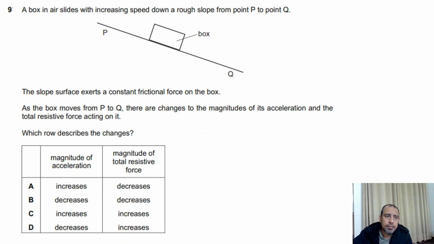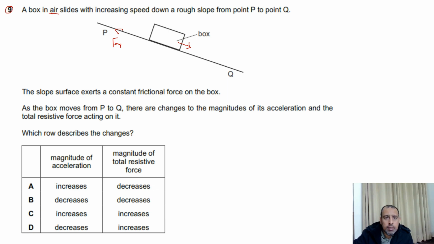For question number 9. In this question, a box in air slides with increasing speed down a rough slope from P to Q. It means this box is going to slide in this way, and its speed is increasing. It means it's going to accelerate downward. The slope surface exerts a constant frictional force. It means there is a constant frictional force that is called Fr acting on it in this way, and it was sliding in air.